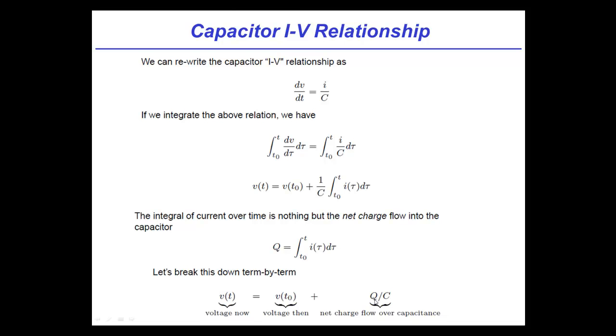In other words, we'll be adding or subtracting charge depending on what we're doing. That's right, and that's reflected by this Q. It's a net charge flow. So if I put in 5 and take out 3, 2 is the net.